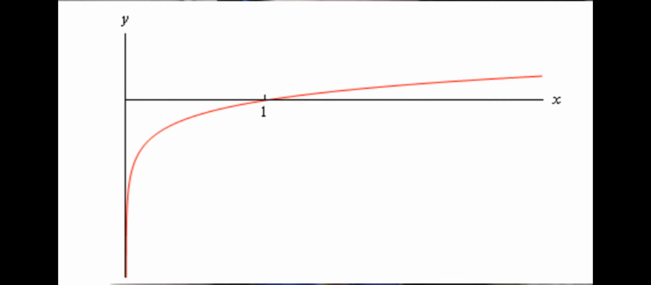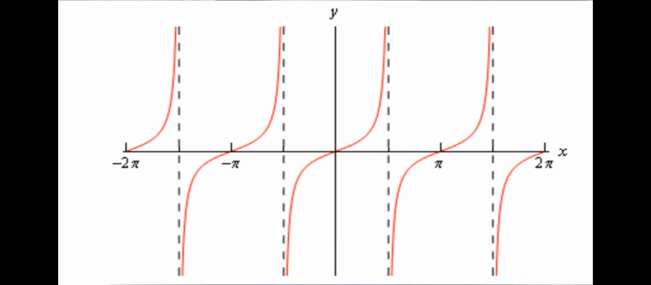If we are told to evaluate the limit of tangent of x as x approaches pi half either from the right or left, we would again consult a graph of this. We would see from the right we get negative infinity, and from the left we get positive infinity. Therefore, the normal limit does not exist.